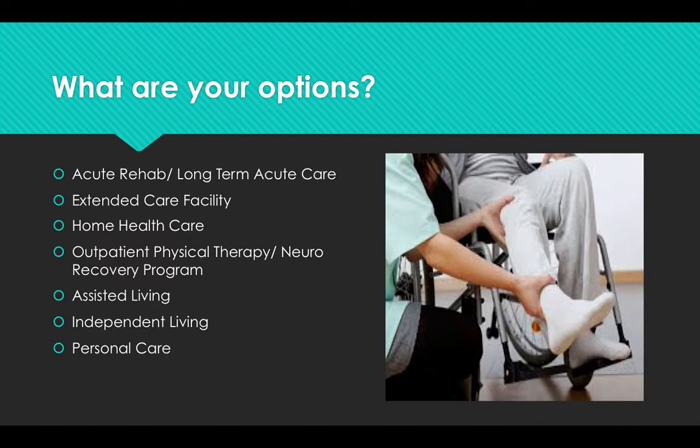So a lot of people don't realize we can also make recommendations. I'm sorry, the slides keep shifting. It's not allowing me to do it on my own. But we also are able to make recommendations in regards to permanent living situations. So that's where those assistive, independent, personal care living situations also come into play.